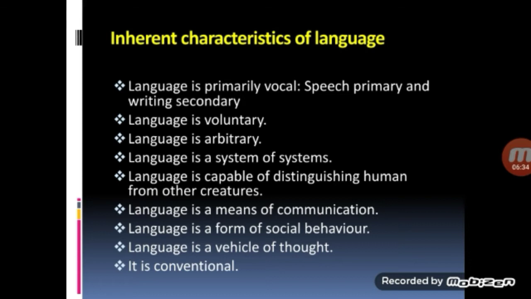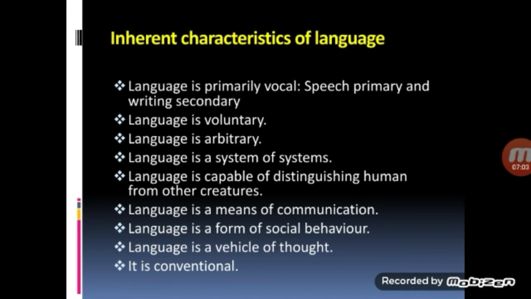Written symbols are the imperfect imitation of spoken sounds. So, many linguists like Sweet, Bloomfield, Palmer, Fries have regarded language as vocal, which they also regard as the basic characteristic of human language. This is all about language being vocal.